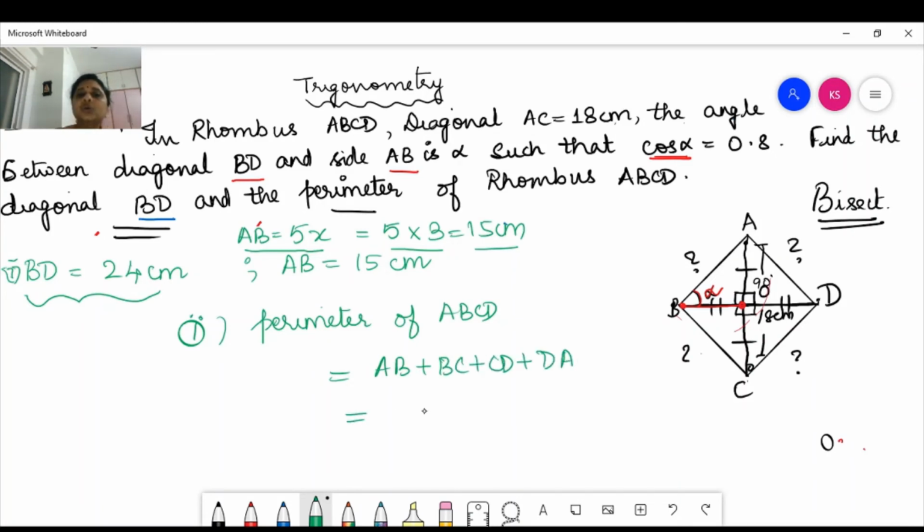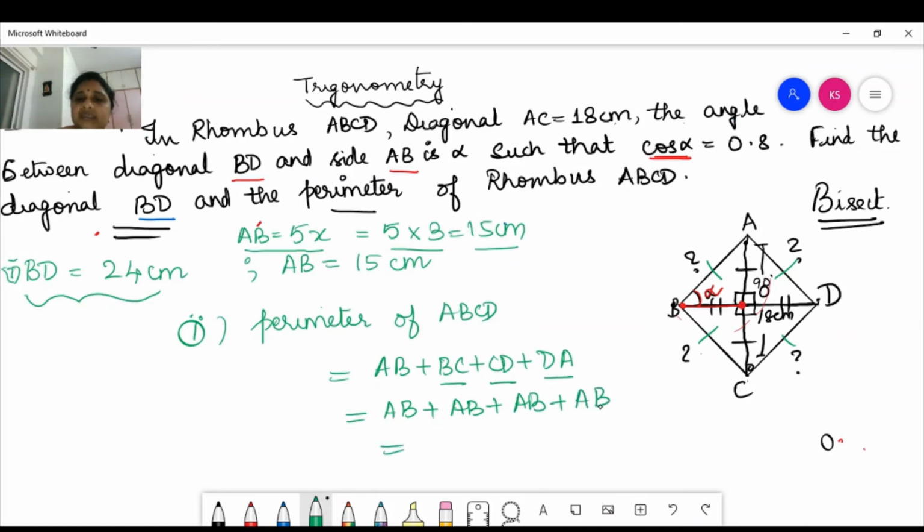Now you also know that we are dealing with a rhombus, meaning all four sides measure the same. So BC, CD, and DA will also measure AB, right? So instead of BC, I can write AB. Instead of CD, I can write AB. And instead of DA, I can write AB.